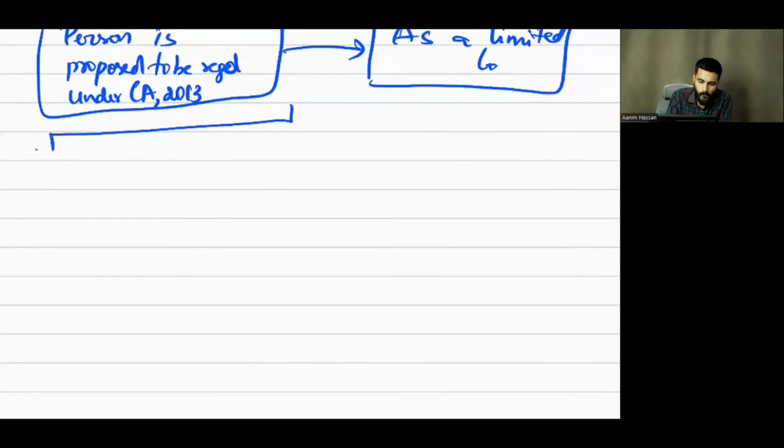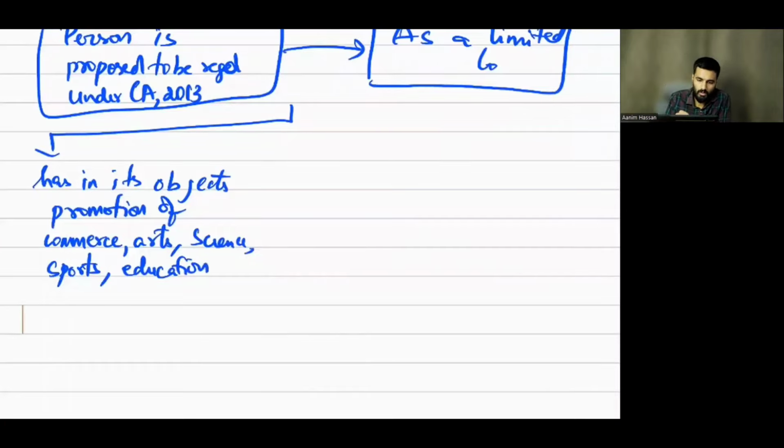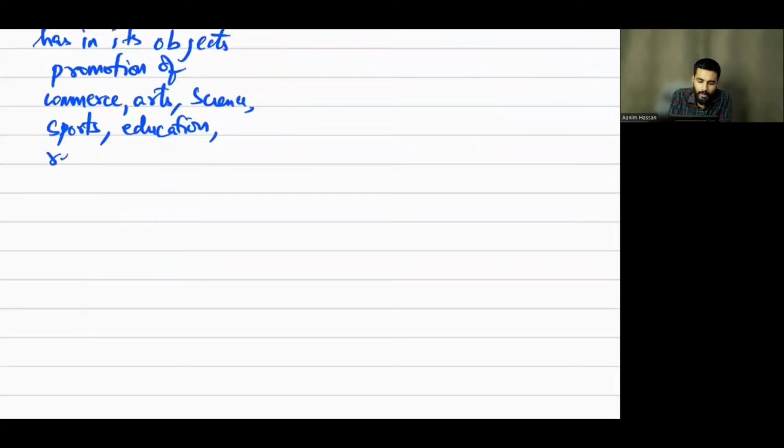The Central Government must be satisfied that this limited company has in its objects the promotion of commerce, art, science, sports, education, and research. So what do we study? Commerce, arts, science. We play sports, we study education, and big schools even do research.